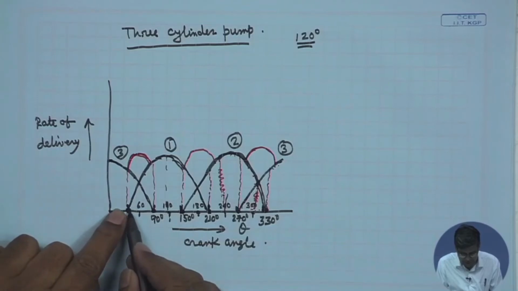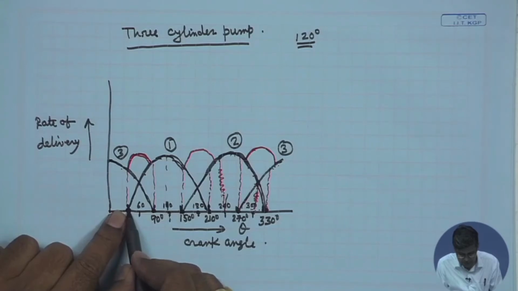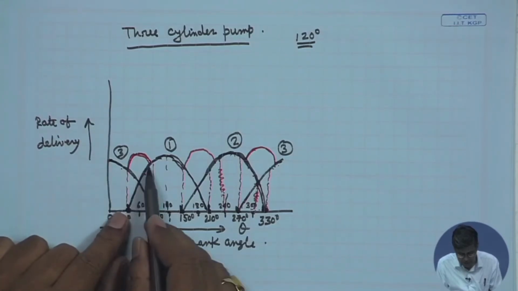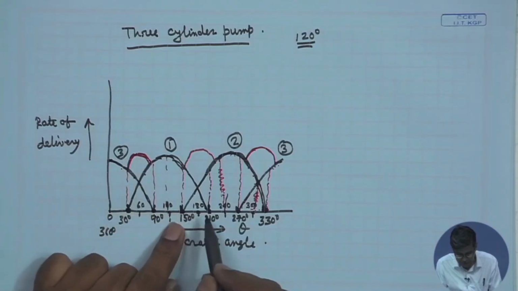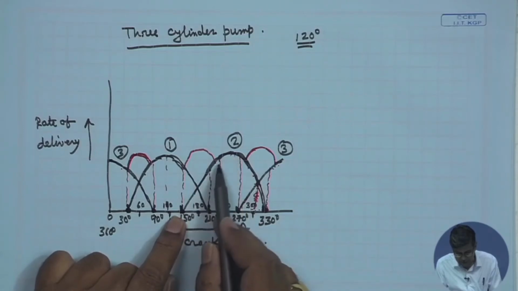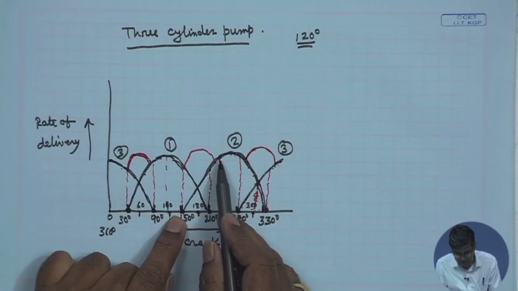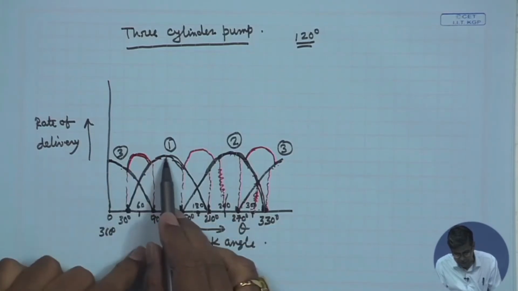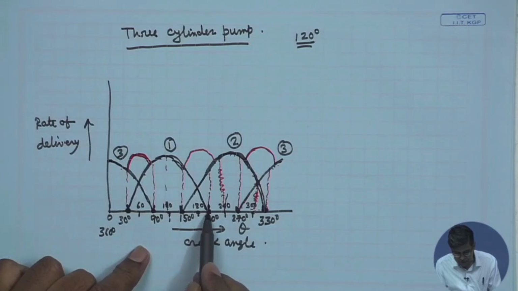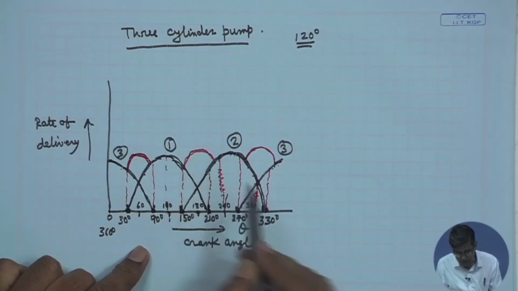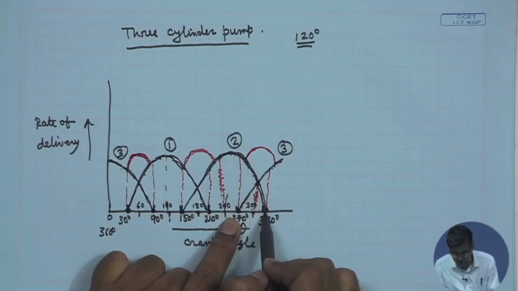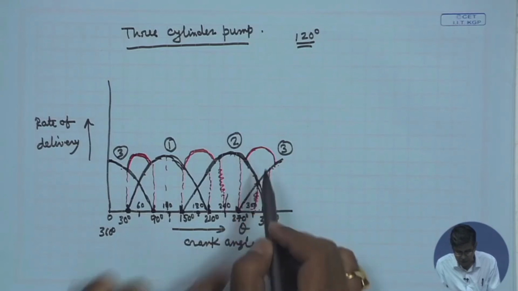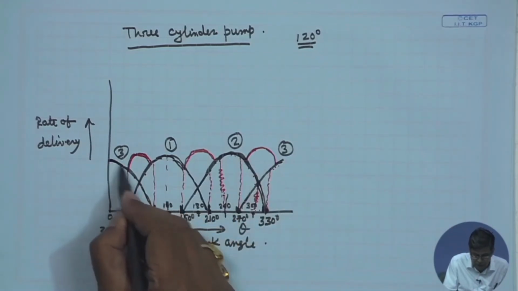Again I am telling, from 30 to 90 there is an overlap between 3 and 1. 30 is where 1 starts and 90 is where 3 falls. So there is an overlap, so the net discharge will be the sum of these two. Similarly, from 150, where pump 2 starts discharging, up to 210, where pump 1 stops discharging, is the overlap, and the net discharge will be like that. Similarly, here 270, where pump 3 starts, and 330, where pump 2 ends discharging, is the overlap. So if you now draw this curve, this will be like this.